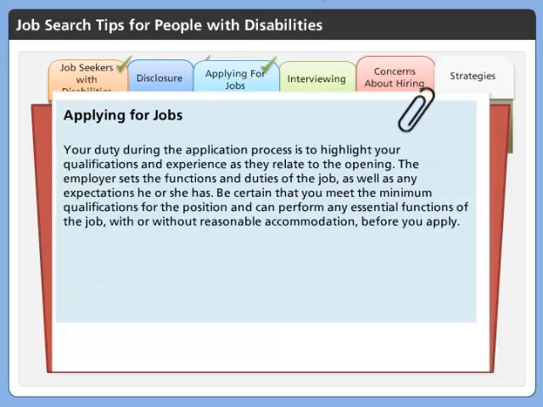Your duty during the application process is to highlight your qualifications and experience as they relate to the opening. The employer sets the functions and duties of the job, as well as any expectations he or she has. Be certain that you meet the minimum qualifications for the position and can perform any essential functions of the job, with or without reasonable accommodation, before you apply.